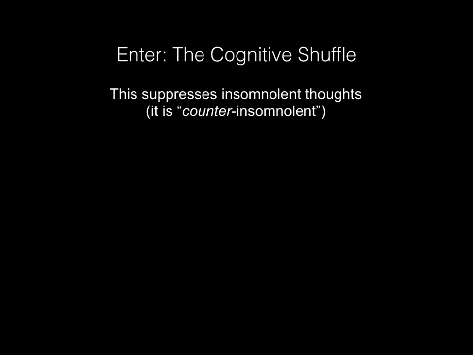Now, unlike other sleep techniques like meditation, white noise, and counting sheep, the cognitive shuffle is based on cognitive science. So consider that insomniac thinking consists of the thoughts and feelings that keep you awake at night. For example, worrying about bill payments, planning an important meeting, or ruminating about a relationship. The cognitive shuffle suppresses insomniac thinking. In other words, it is counter-insomniac, and that's what you want.